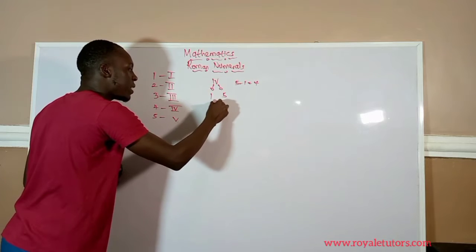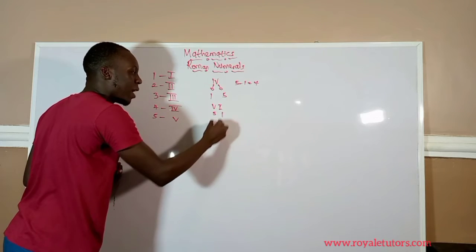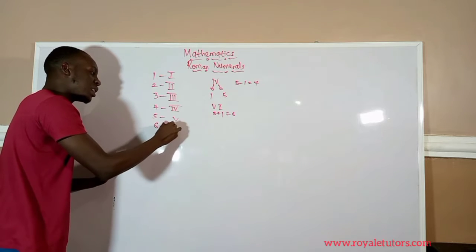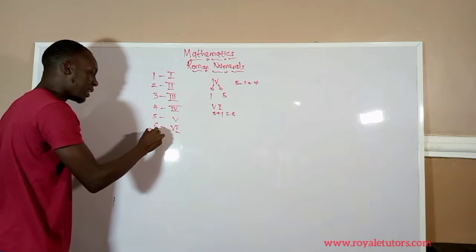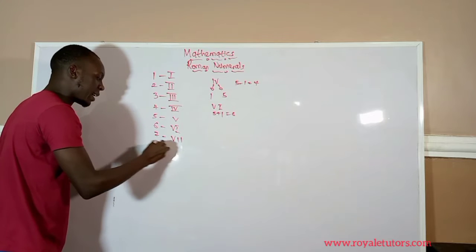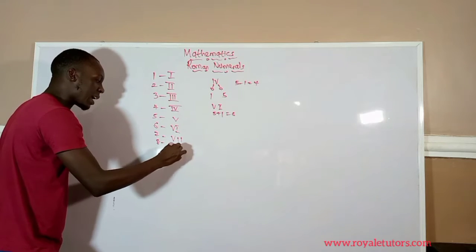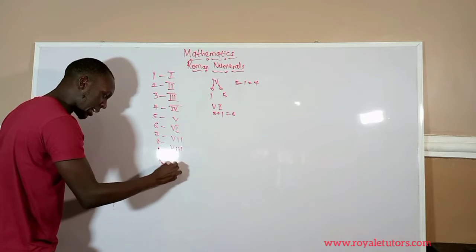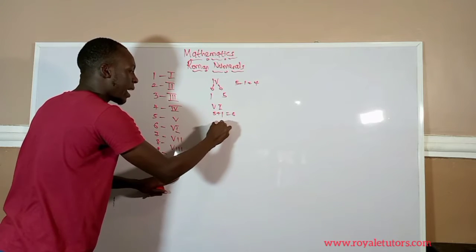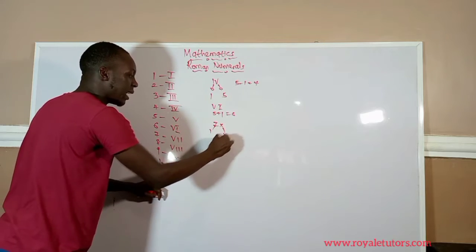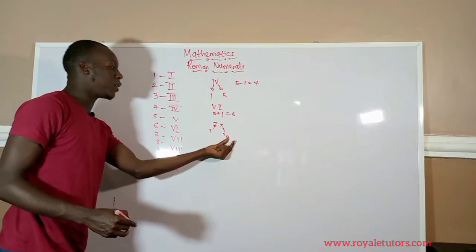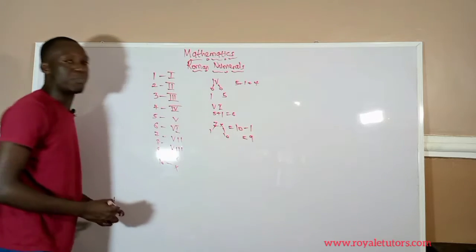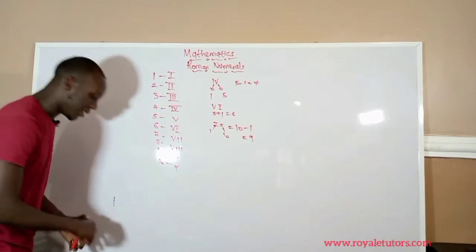What if it was VI? This is 5 and this is 1, so you add them together, you get 6. So 6 is VI. Then 7 will be VII, 8 is VIII, 9 is IX, and 10 is X. Just like I said earlier, IX, this is 1 and this is 10. Since the smaller number is before the bigger one, you say 10 minus 1 and that is simply 9. I hope you understand that.